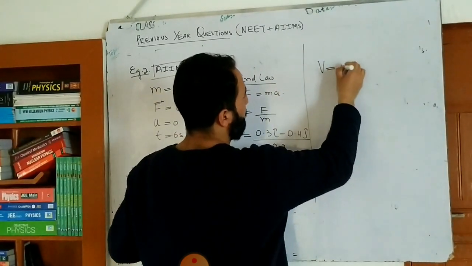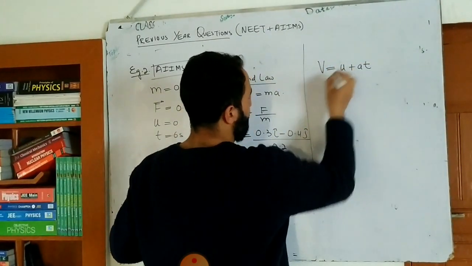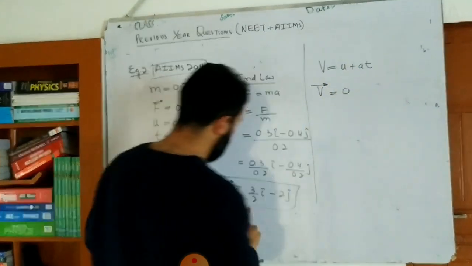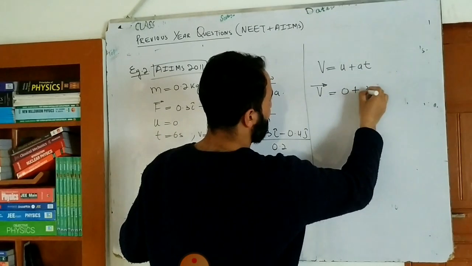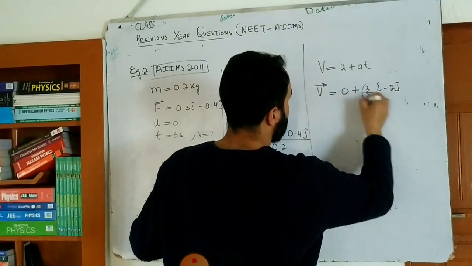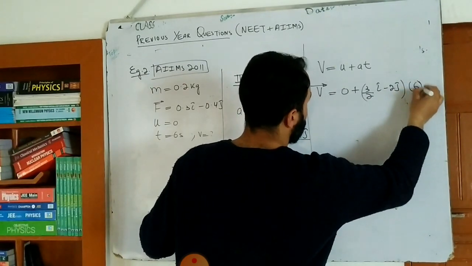Equation of motion is like this: v is equal to u plus at. Initial velocity is given, that's equal to 0. So this is 0, and the acceleration we have calculated, plus this is 3 by 2 multiplied by i kgf minus 2 multiplied by j kgf, multiplied by the time. Time is given, that's equal to 6 seconds.